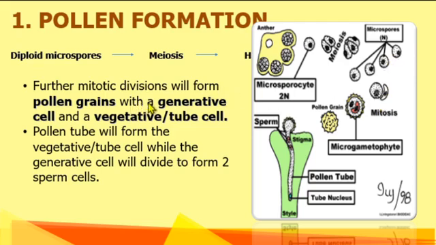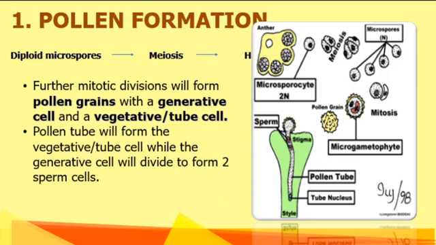So it says here that further mitotic divisions will form pollen grains, or our microgametophyte, with a generative cell and a vegetative or tube cell. The pollen tube, this one, will form the vegetative tube cell, while the generative cell will divide to form 2 sperm cells over here.